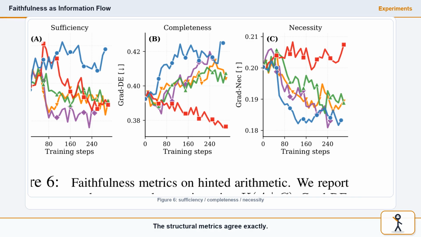The structural metrics agree exactly. Compared with vanilla, every intervention drives entropy down, Grad-DE down, and Grad-Nec up. Chain of thought gradient gives the cleanest gains. So this isn't surface mentions, the answer really moves onto the mediated path.